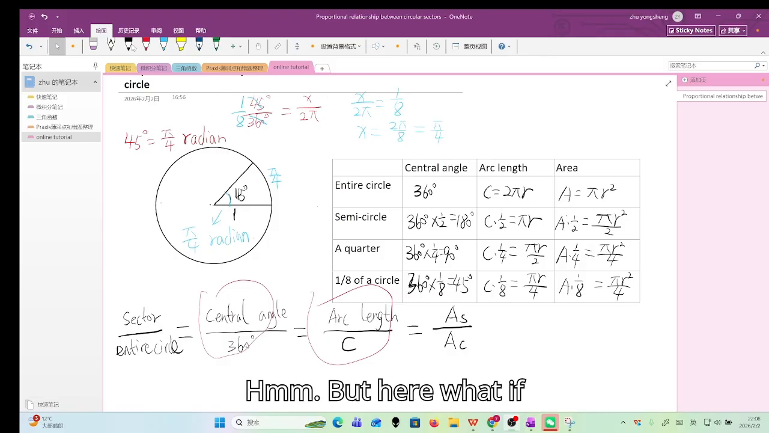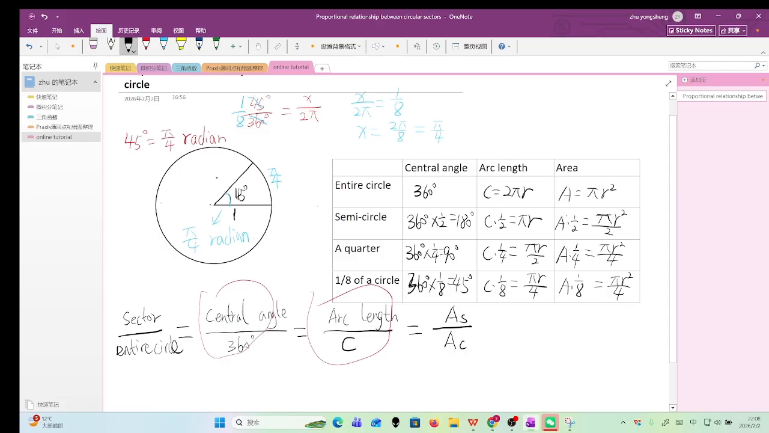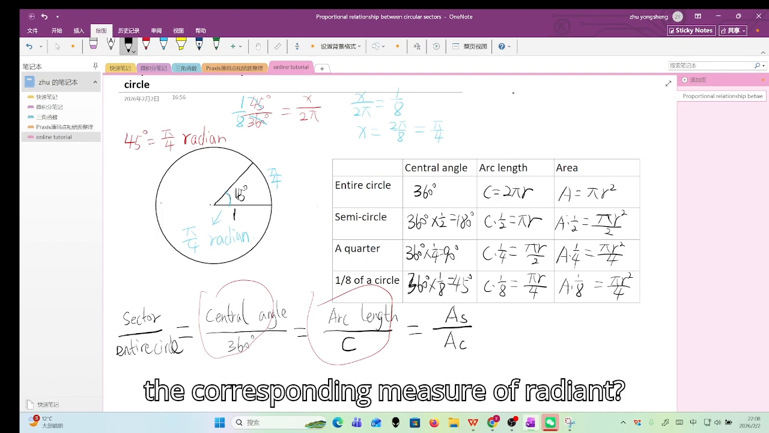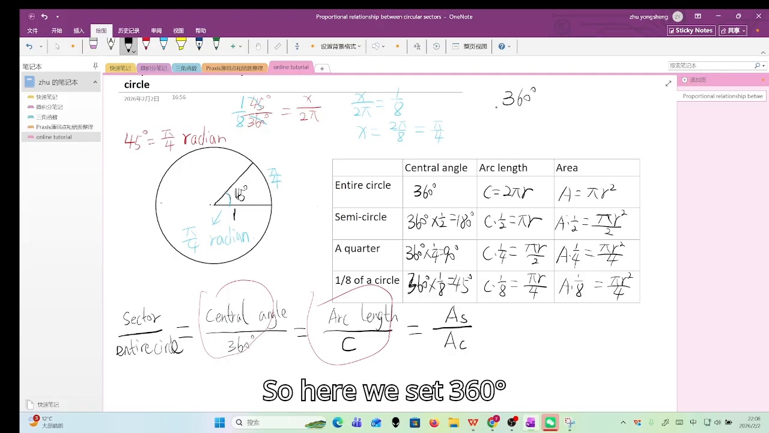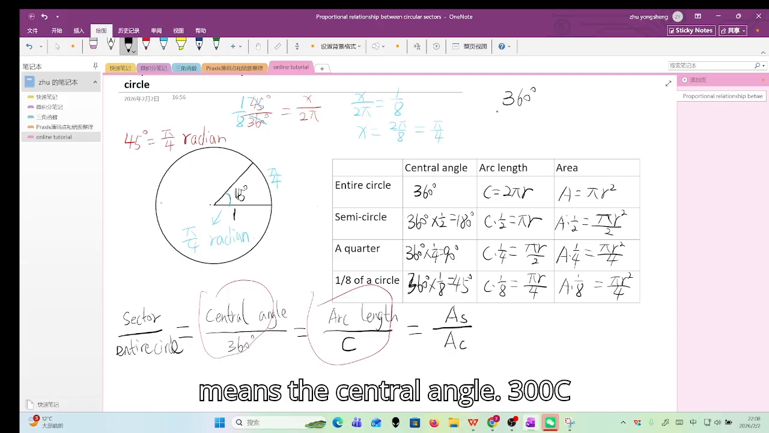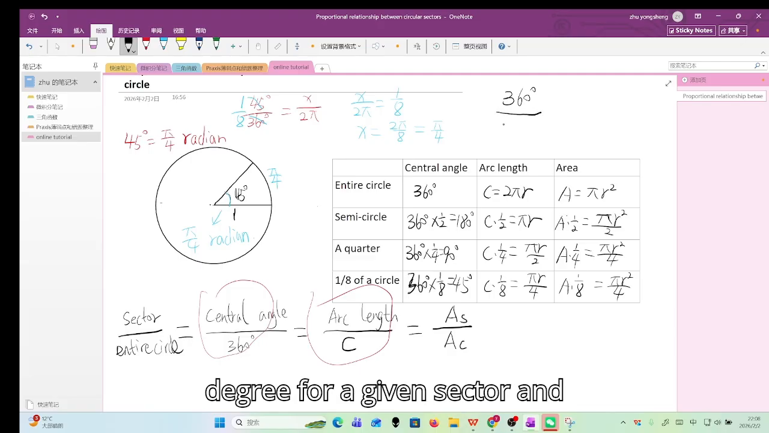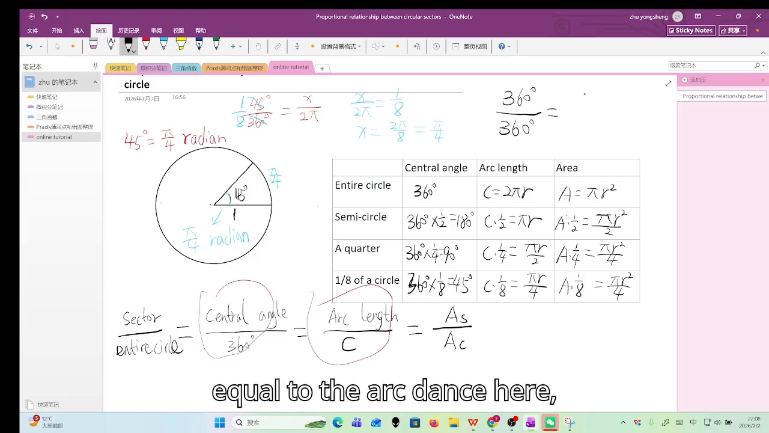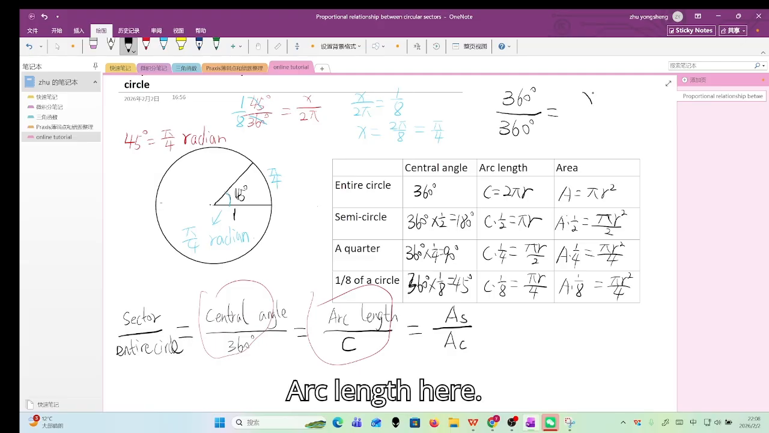But here, what if we want the central angle of the sector to be 360 degrees, which means that it's a whole circle? So what is the corresponding measure of radian? So here we set 360 degrees. We choose here, the central angle is 360 degrees for a given sector, and it's over 360 degrees. That should be equal to the arc length here over 2 pi.